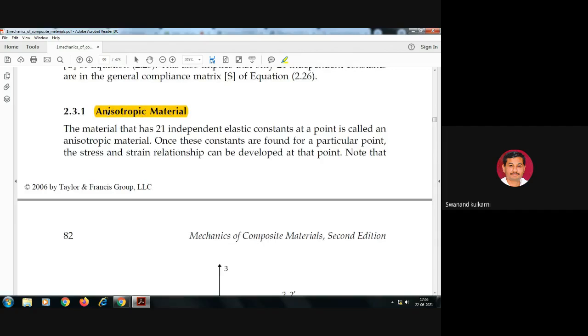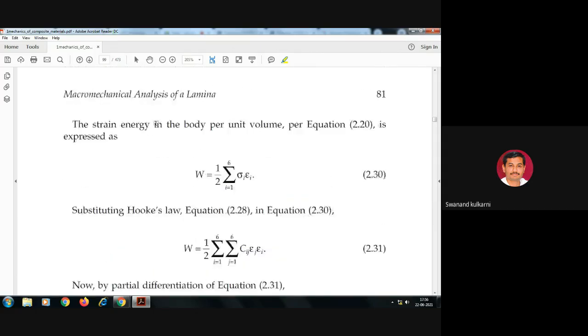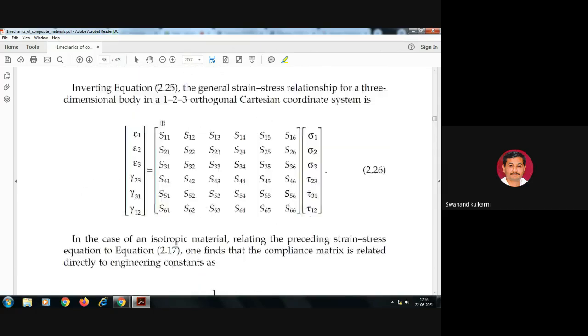So anisotropic material means what? See, we consider this particular relationship between stress and strain, and these are the number of constants through which stress and strains are related with each other. If the number of dependencies on the element is less, then the material is coming toward the isotropic format.